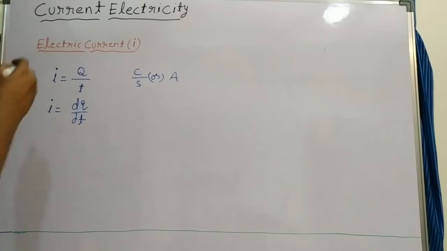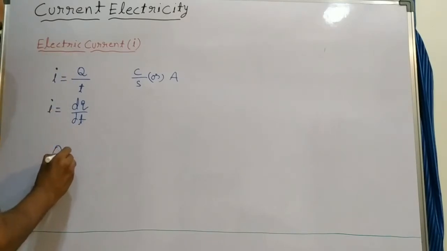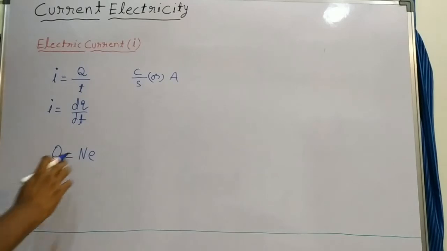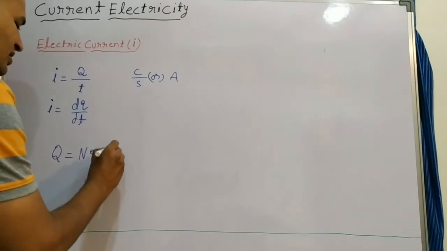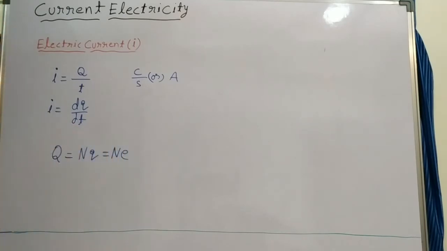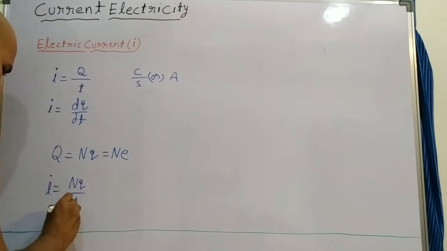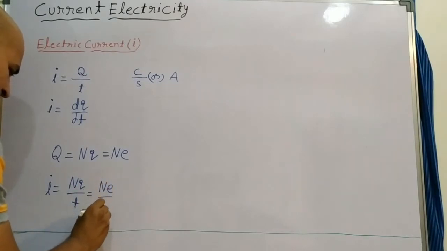Sometimes we can write the charge Q as Q is equal to Ne or Nq. Suppose the number of charges are there, and each charge is small q. In place of q we can take the electron charge e. Like that n charges are there. So Q is equal to Nq, or in terms of electron charge, Ne. So what can you write for current? Current I is equal to Nq by t or Ne by t.